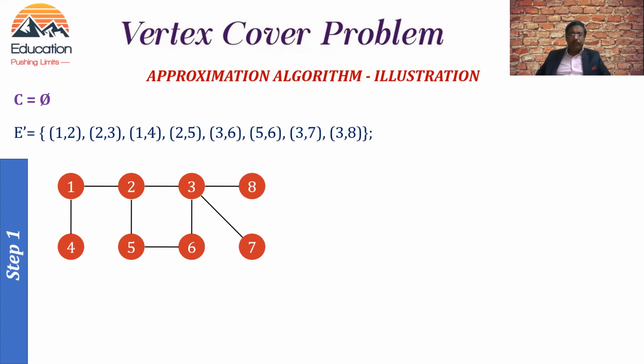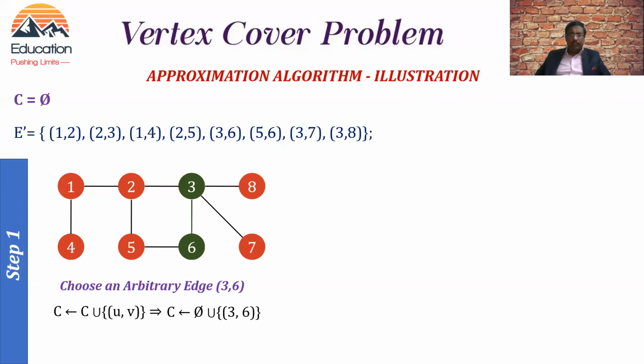charted E dash. Right. Step 1, you have to choose an arbitrary edge. Here I have chosen 3, 6. Once I have chosen an arbitrary edge, I have to calculate C, as per the algorithm. Initially C contains null. Now I have to include 3, 6 as part of C. So null union 3, 6. C becomes 3, 6. Now C has been updated to 3, 6. That is, these two vertices are part of the minimum size vertex cover C.